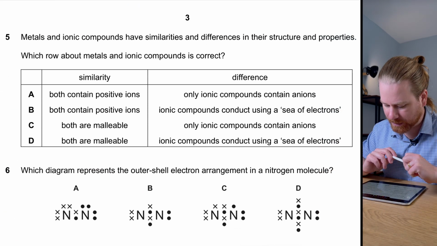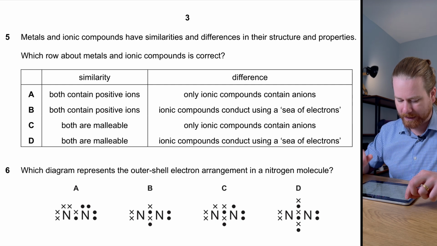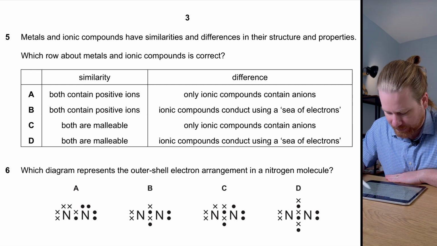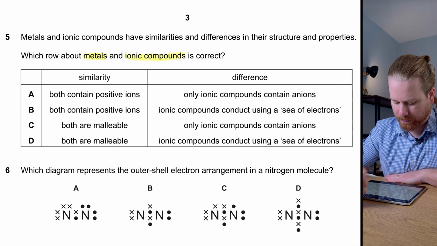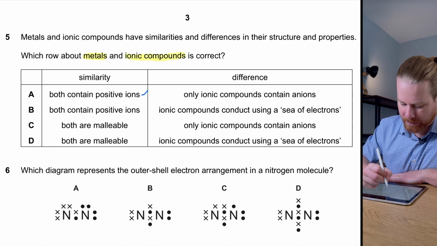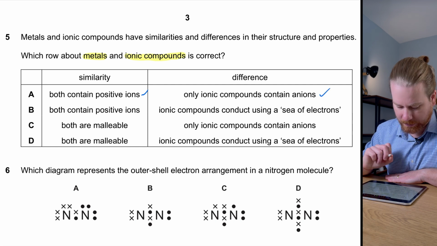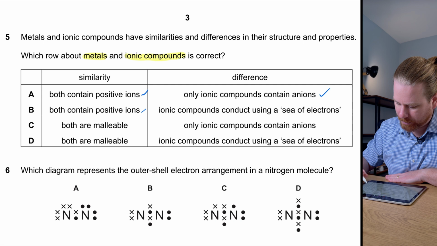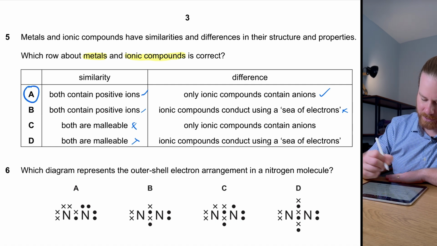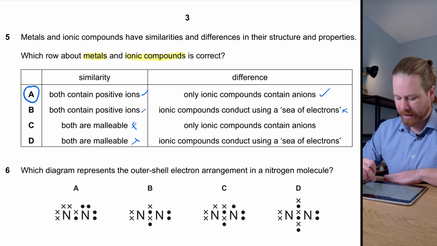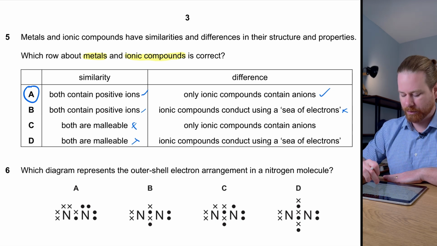Okay, metals and ionic compounds have similarities and differences in their structure and properties. Which row about metals and ionic compounds is correct? Well, let's have a look at each one. Similarities: both contain positive ions. So we're looking at metals and ionic compounds. Both contain positive ions, so that's true. Difference: only ionic compounds contain anions. That's true. Ionic compounds have delocalized electrons. No. Both are malleable. No and no. So our answer has to be A. We don't even need to look at the rest. Even if the first one you look at is the correct one, it's always good to eliminate the other answers just to make sure.